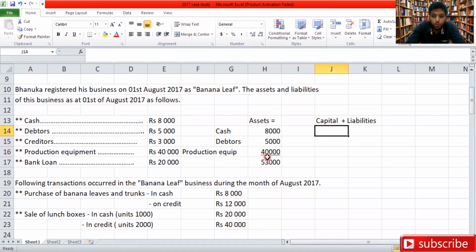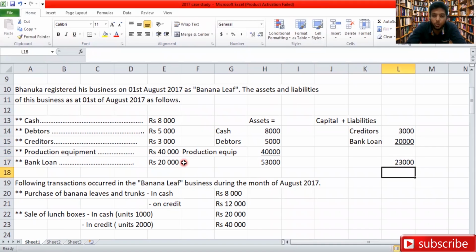And here I don't know what is capital, but I know what the liabilities are. I have a bank loan and creditors. So I can write creditors 3,000, and also bank loan 20,000. So bank loan 20,000. So 20,000 plus 3,000 will give you 23,000. So here I will write 23,000.